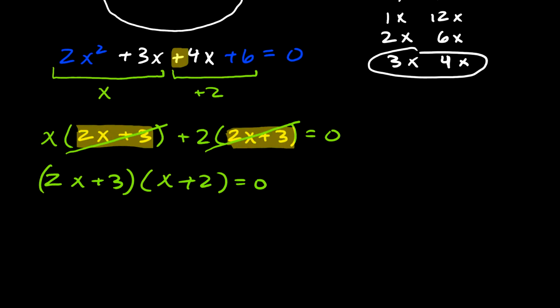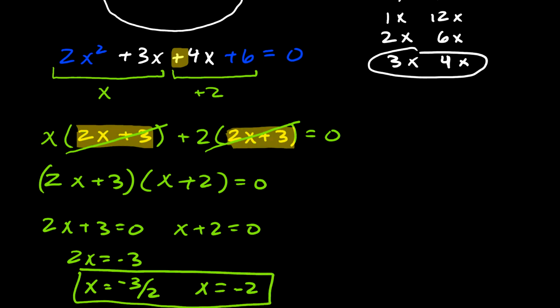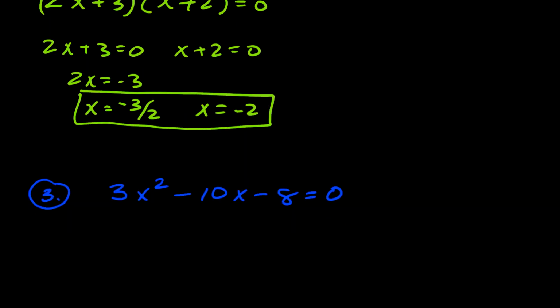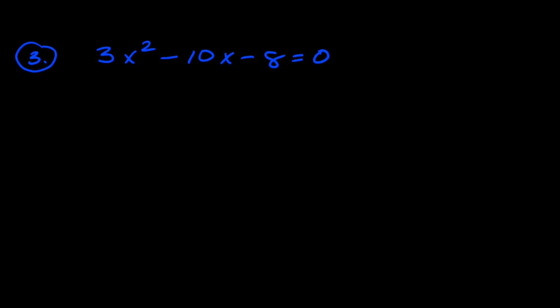So again, we'll set each of these terms equal to 0, and we'll finish solving. So we'll subtract the 3, and then we'll divide by 2, so x can be negative 3 halves, or x can be negative 2. Since this way is a little more procedural, many students like to continue with splitting the middle term and then grouping. So let's try our next one and see if it's as easy as it can be.